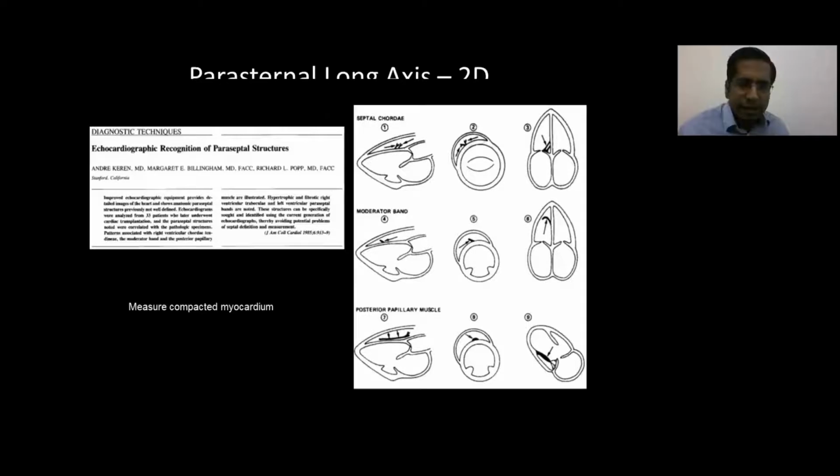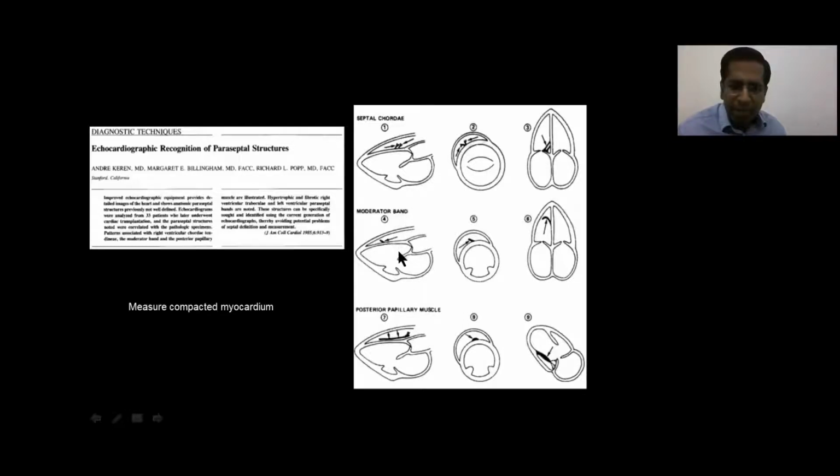This is an old paper which basically talks about the echocardiographic recognition of paraseptal structures. What you can see on top is the septal chordae here on the RV aspect. And what you can see here is the moderator band. And what you can see here in the third image is the posterior papillary muscle. And likewise, in the posterior wall, you would see supporting structures of the mitral valve, that is the papillary muscle and the chordae tendineae. So this is extremely important to recognize.